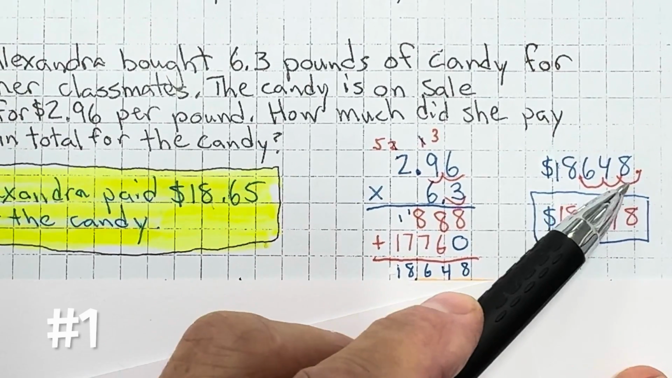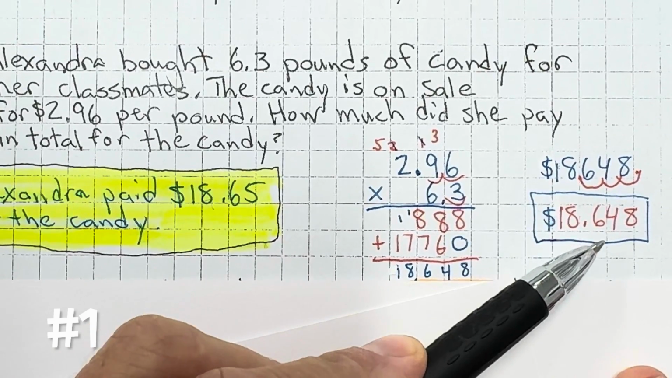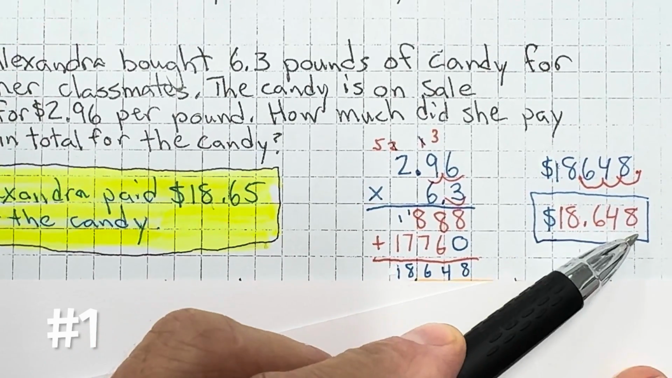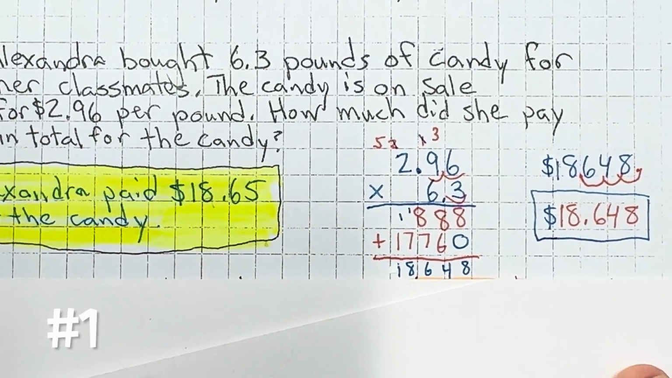I rounded from here because this is the pennies. We don't have anything less than pennies. So if this was a 4, I would just round down to $18.64. But since it's 5 or higher, 8, I round up to 65 cents.